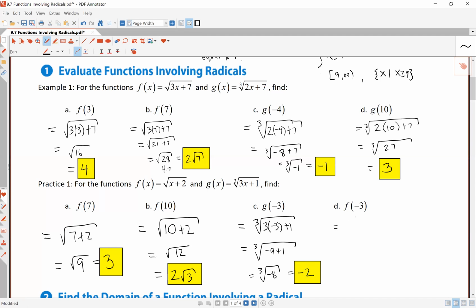And the last one, letter D, F at -3. If the input's -3, we're supposed to add 2 to that. This is the square rooting function this time because it's F. So that's the square root of -1, which is not real or undefined. We can't have negatives underneath our square roots.